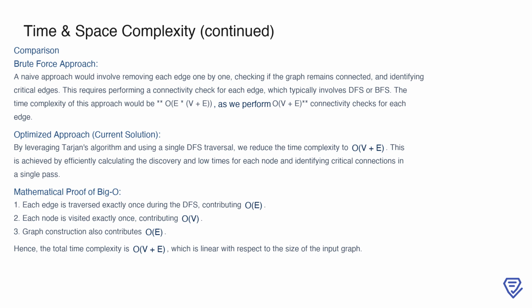This reduces the time complexity to O(V plus E). To confirm this mathematically, note that each edge is traversed exactly once during the DFS, contributing O(E). Each node is also visited exactly once, contributing O(V). Adding the graph construction cost of O(E), the total time complexity is O(V plus E), making it linear with respect to the size of the graph. This efficiency highlights the power of the optimized approach.